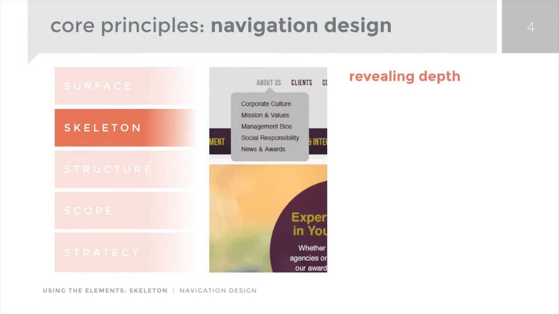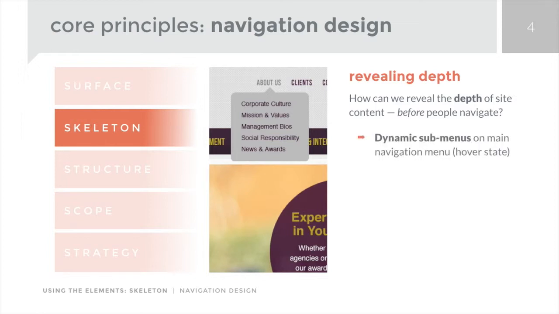One of the jobs of navigation design, as we said, is to reveal depth. So how can we reveal the depth of content before people navigate anywhere, before they go anywhere? Well, there's a couple ways we can do that. First, we've all seen dynamic submenus on a main nav menu, which is a mouse over. You roll over something and you get a drop-down menu, or you click something and you get a submenu that sort of appears or reveals itself.